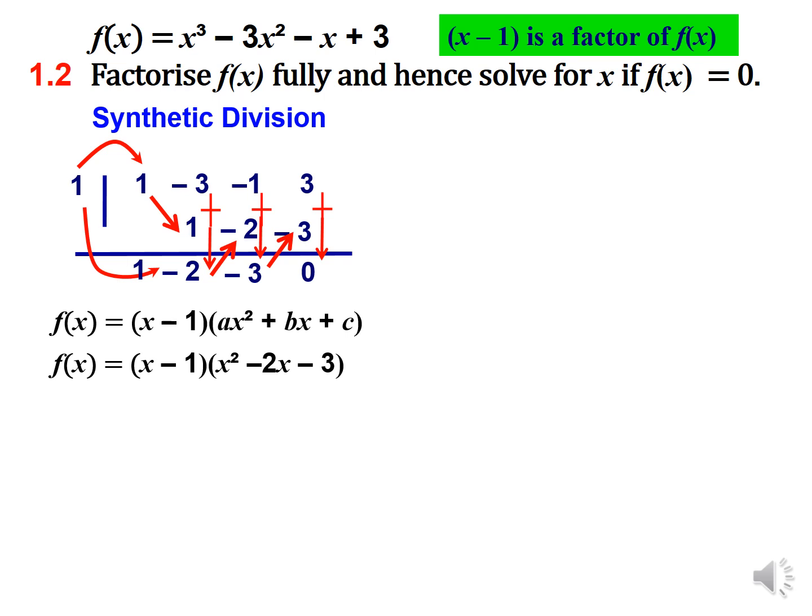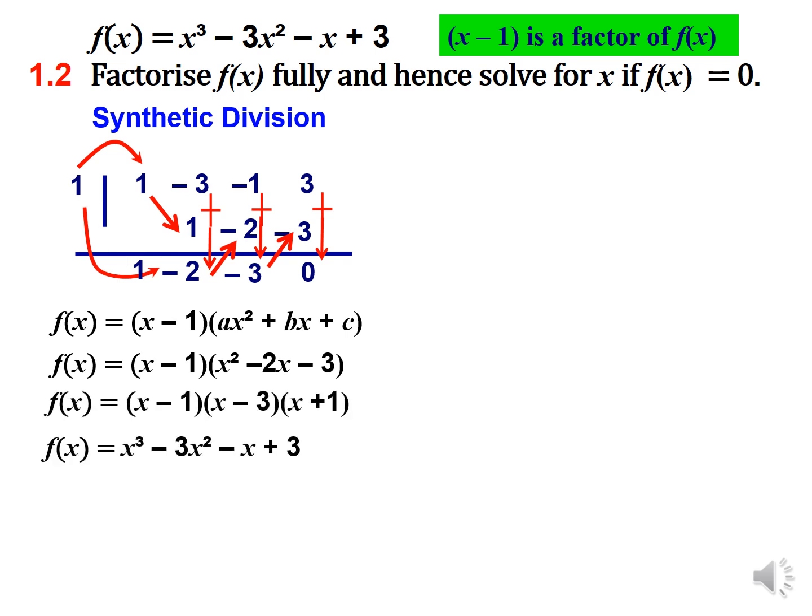So we can now say f of x is equal to x minus 1, factor of ax squared plus bx plus c. These three numbers at the bottom here that we just got are the values of a, b, and c respectively. A is 1, b is negative 2, and c is negative 3. You substitute those numbers, and then finally we factorize this quadratic part to produce our required three factors.